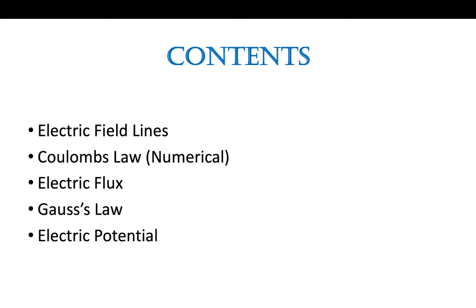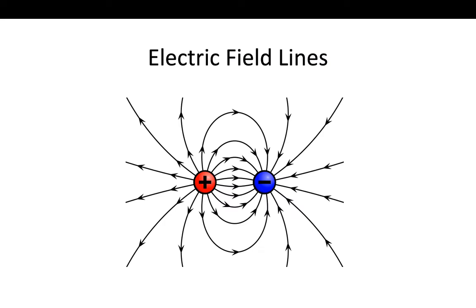So the contents for today's lecture are: first of all, I will do a very brief recall of our electric field lines, which we did last in our Monday lecture. Secondly, we will do some numerical examples of Coulomb's law and electric charges. And finally, we will go through the topics of electric flux, Gauss's law, and electric potential.